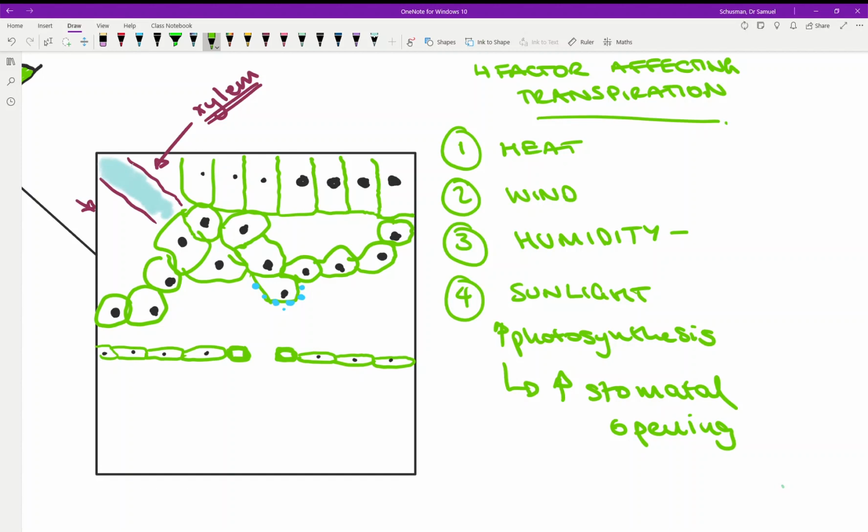And the more gaps there are, so say we get another stomata over here, there's more places for water vapor to leave. So you're going to get more transpiration as well. So sunlight gives you increased transpiration as well.